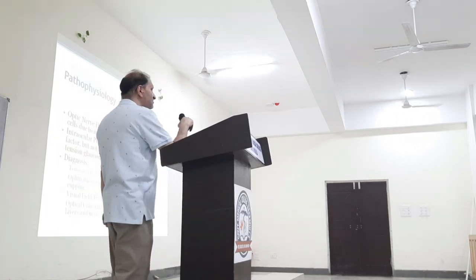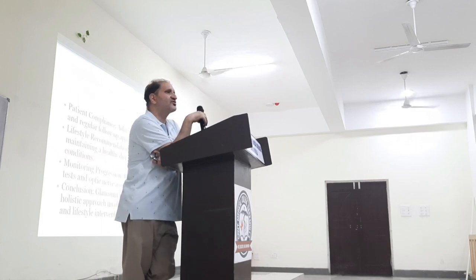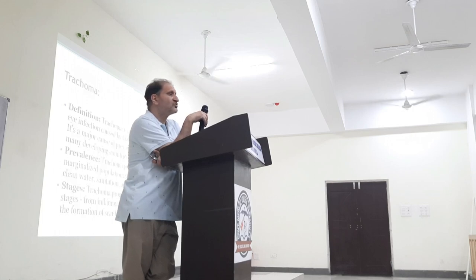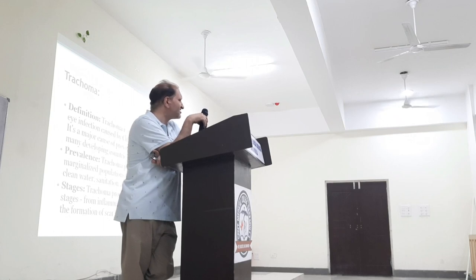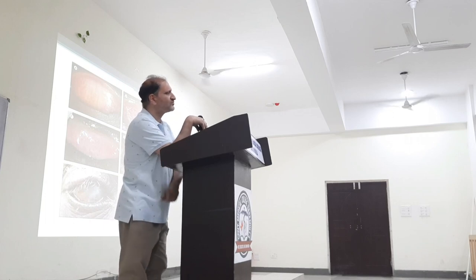Then one more cause of avoidable blindness is trachoma. Trachoma is a conjunctivitis, as you know, caused by Chlamydia trachomatis. Generally poor sanitation and hygiene lead to this condition. It causes fibrosis and keratitis, lid fibrosis on the inner side. It can cause entropion, trichiasis, and corneal opacity. So that can lead to blindness.